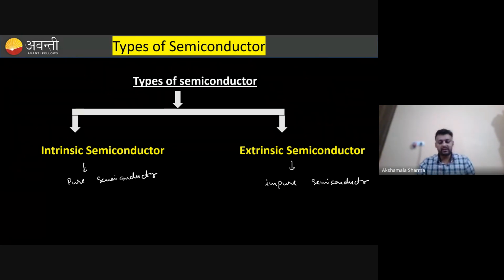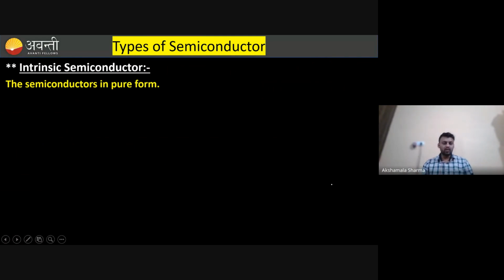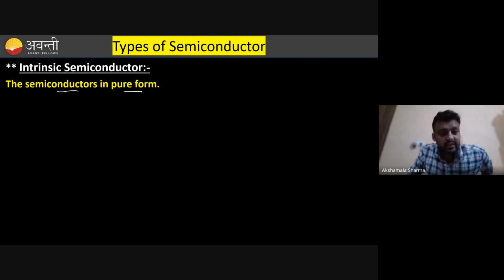Now, coming back to the intrinsic semiconductor. Definition is very clear. The semiconductor in the pure form is called intrinsic semiconductor. Now, listen to me. I will explain a few things here. Generally there are certain materials, certain elements which behave as a semiconductor. What are these elements? You can say silicon, germanium. These are two widely used semiconductor materials, silicon and germanium.